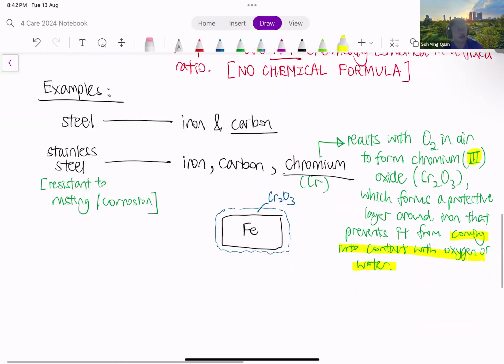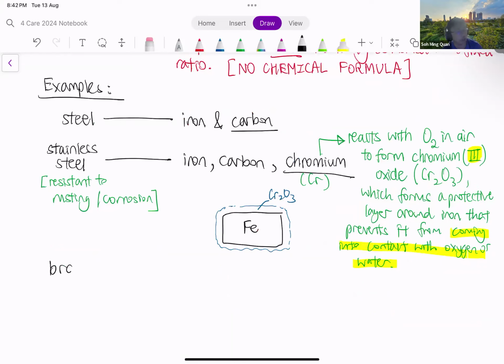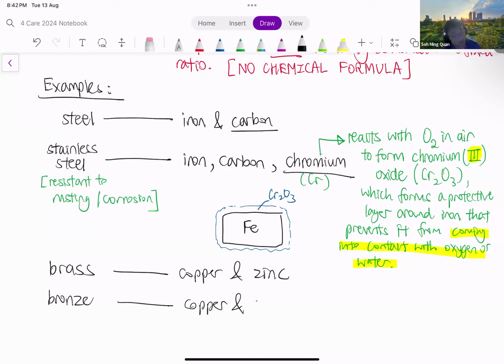All right. Now, another two important alloys are brass, which is copper and zinc. So this is an alloy of two metals, copper and zinc. And bronze, copper, and tin. Tin is another metal.